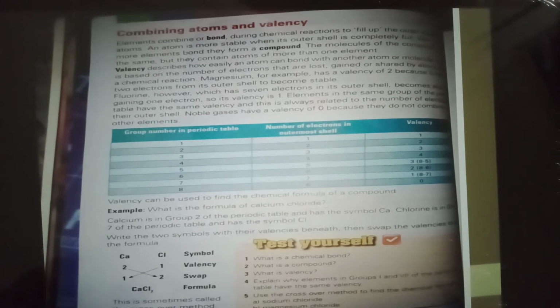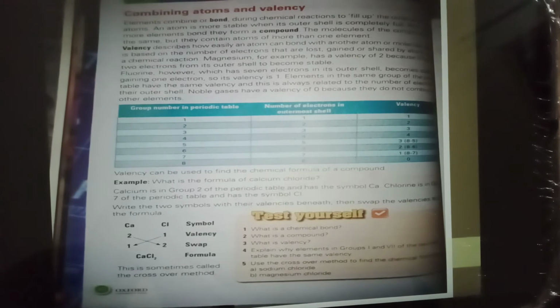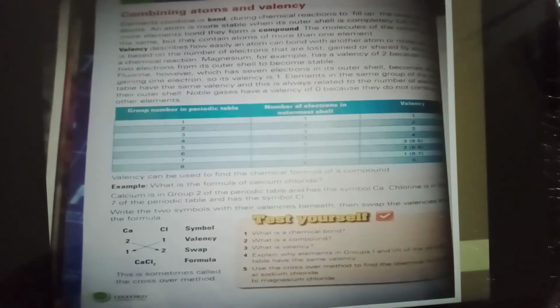Valency describes how easily an atom can bond with another atom or molecule. It is based on the number of electrons that are lost, gained, or shared by atoms in a chemical reaction. For example, magnesium has a valency of 2 because it can lose 2 electrons from its outer shell to become stable. Fluorine, however, which has 7 electrons in its outer shell, becomes stable by gaining one more electron, so its valency is 1.